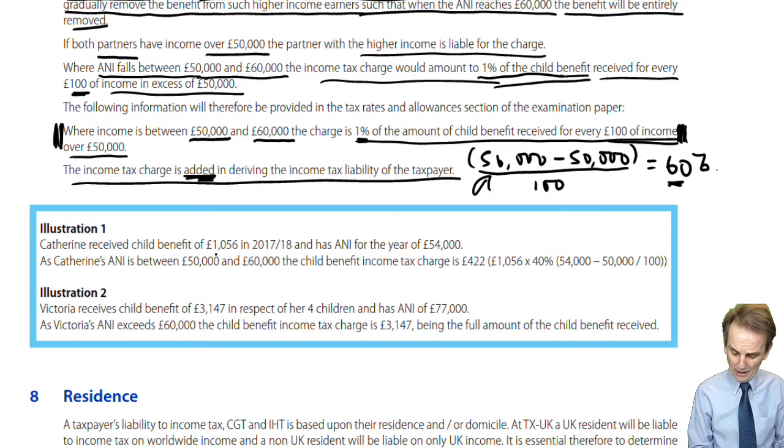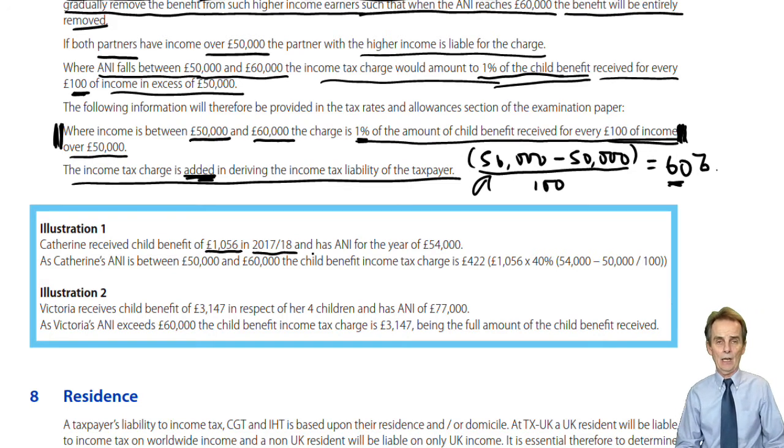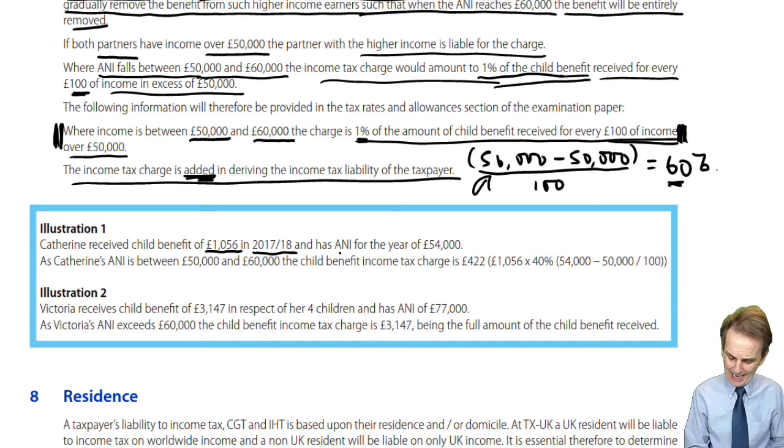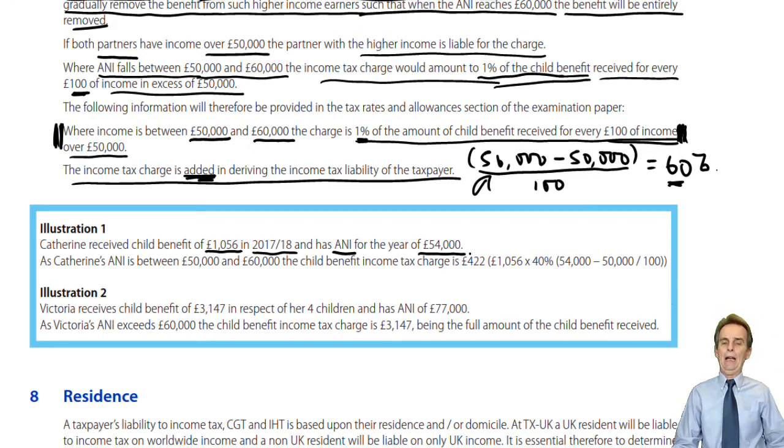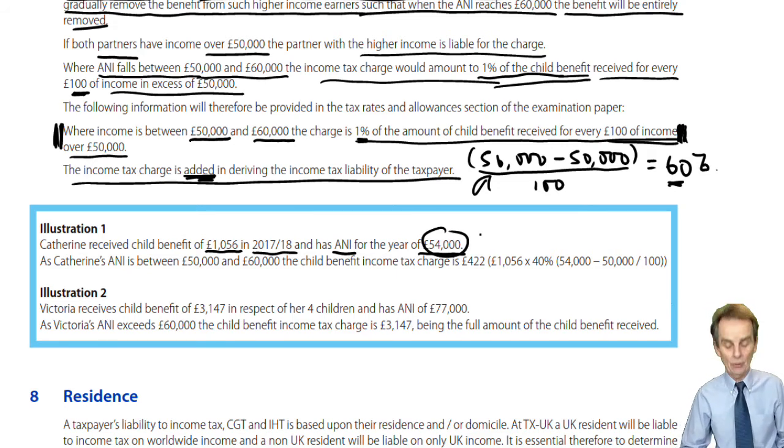Catherine received child benefit of £1,056 in the 2017-18 tax year. Again, you won't have to know where these numbers come from. They will be given to you. And she has adjusted net income for the year of £54,000. You may have to work out that adjusted net income. They tell you what levels of income the individual has. You put it together in a normal calculation of net income and then deduct from it, if you're told this within the question, any gross amounts of Gift Aid or personal pension contributions. So that figure, adjusted net income, you may have to calculate again.